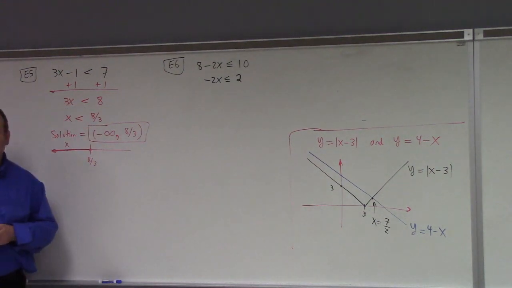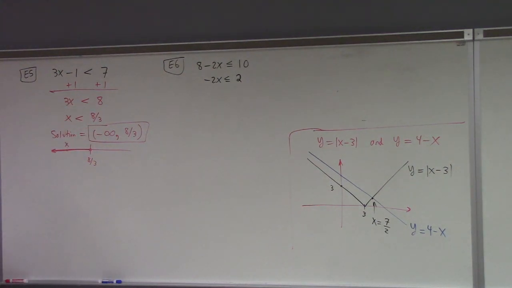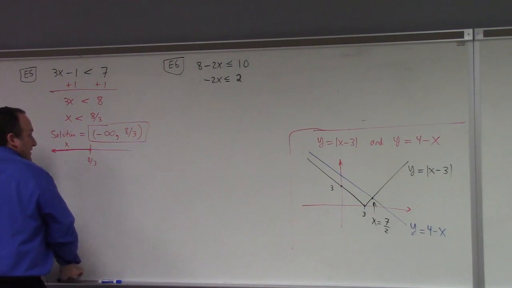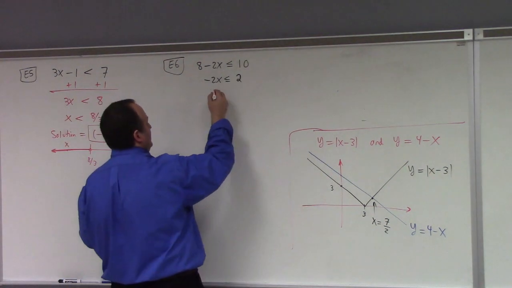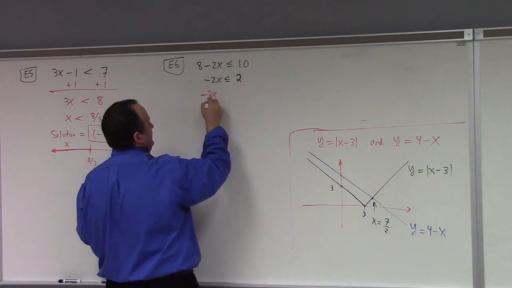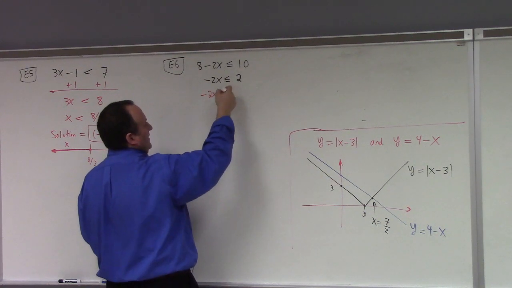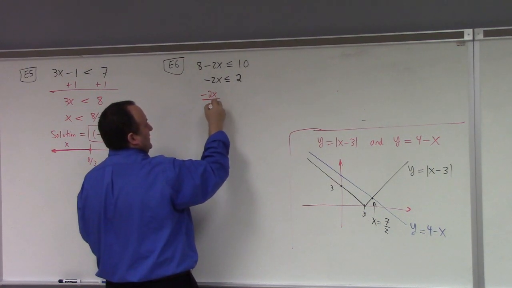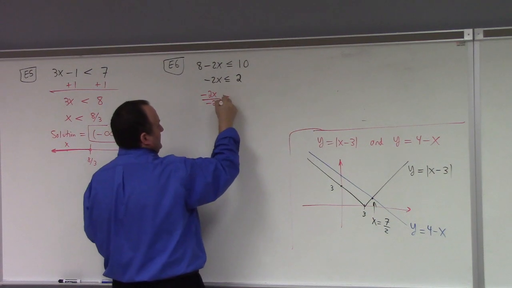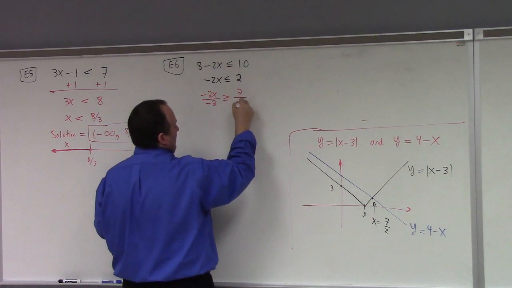Then what do I do? Divide by -2, but when you divide by -2, you have to flip the sign. Music to my ears. So let's not write the division on what we already have. Let's write a new line. Minus 2x divided by minus 2 is greater than or equal to 2 divided by minus 2, right?